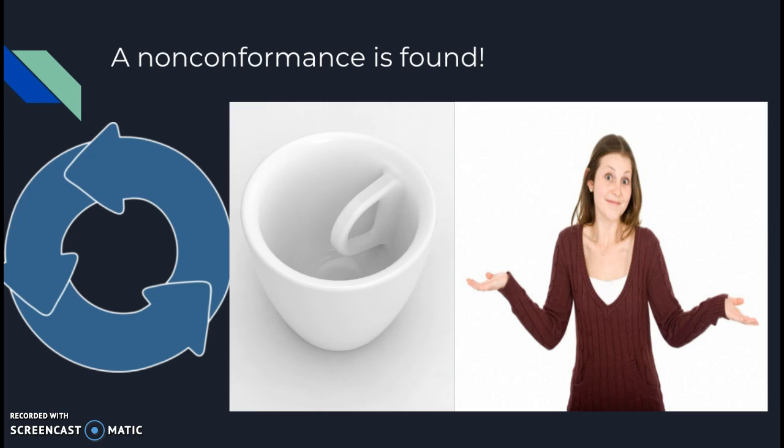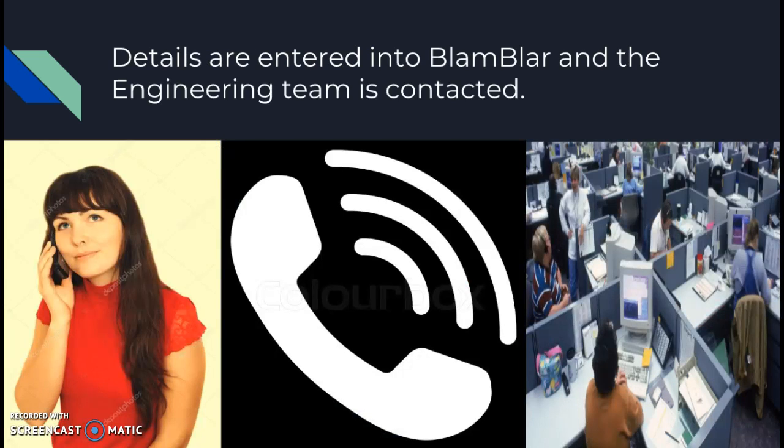Here we find that Jackie with a Q has found a nonconformance through the creation of a cup process. Someone has placed the handle on the inside of the cup. Jackie with a Q now contacts her engineering team and provides all of the necessary data into the BLAMBLAR system.